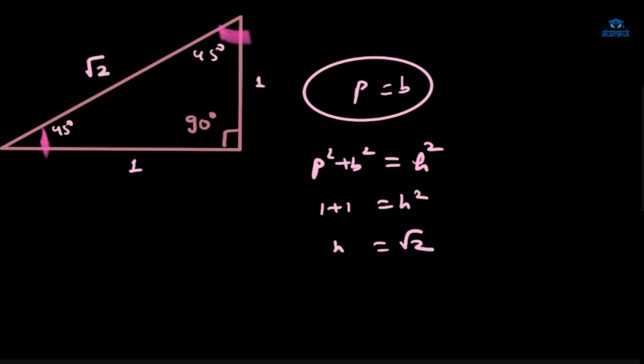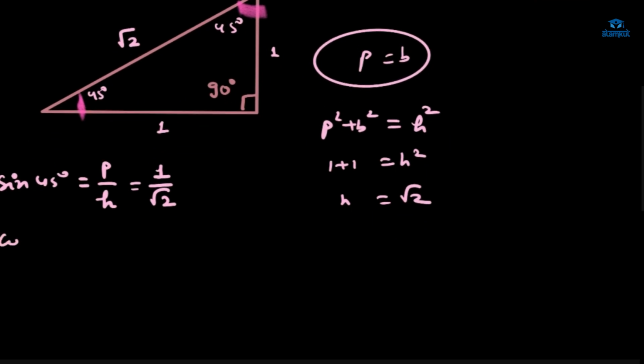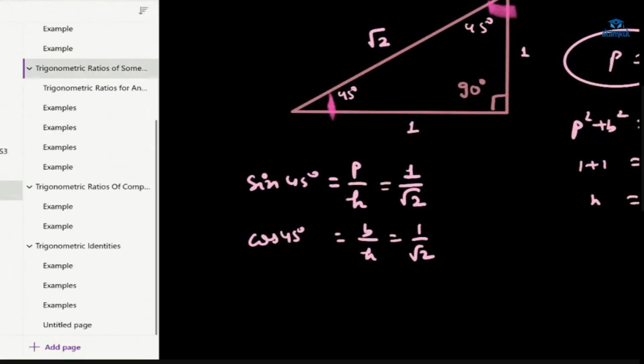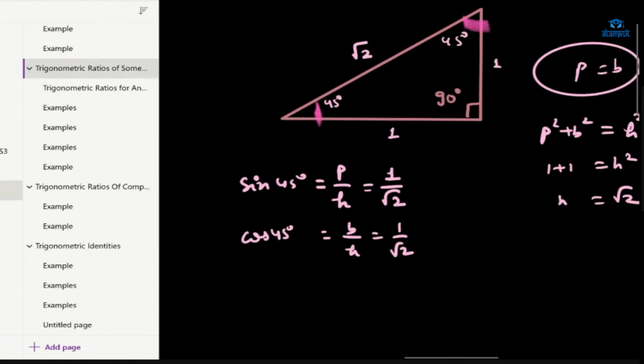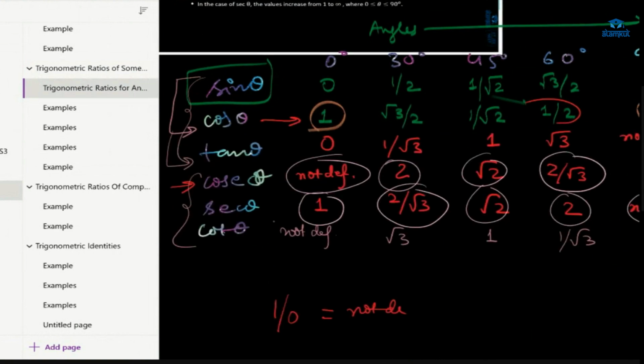So if you consider sine 45, then what value would it give? It will give us P by H. If I write the value of P and H, it would give 1 by root 2. And what I told you for sine 45, was it 1 by root 2 or not? Yes, ma'am, it's 1 by root 2. Also cos 45 is 1 by root 2. It's B by H, 1 by root 2. That I told in the last class. This sine 45 and cos 45, both are 1 by root 2.